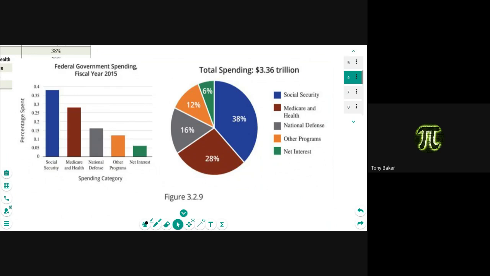Medicare and health is basically all your health programs, and Social Security. Those two are what the government likes to call entitlement programs. Those are the two programs that come out of your paycheck every month or every week. That's FICA and Medicare.